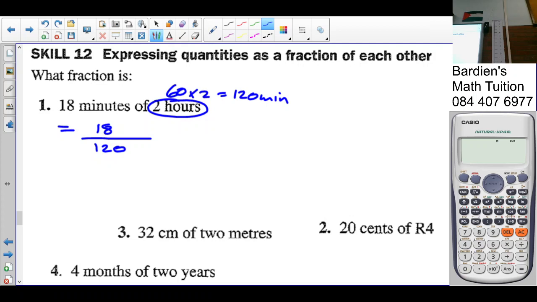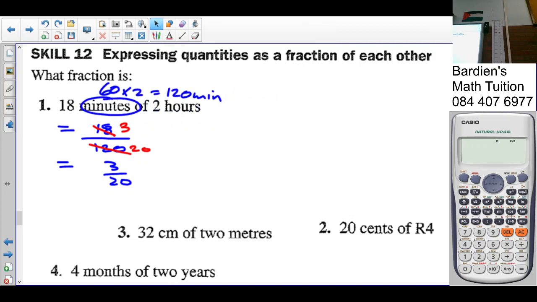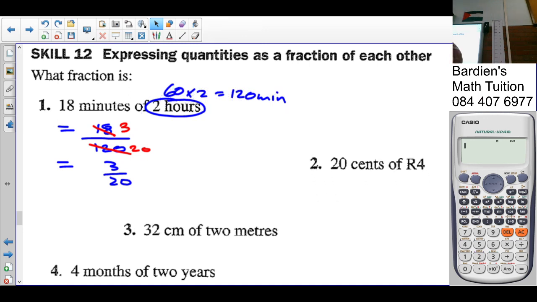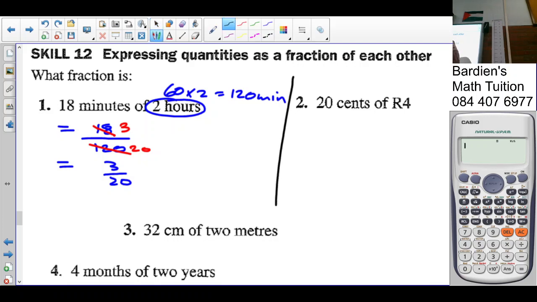You all understand? Then you ask yourselves, which number goes into 18 and into 120 without a remainder? 6. 6 goes into 18, 3 times. 6 goes into 120, 20 times. So the answer is? Okay, you guys understand? Let's look at number 2. I'll give you a chance to do number two before I go into it.